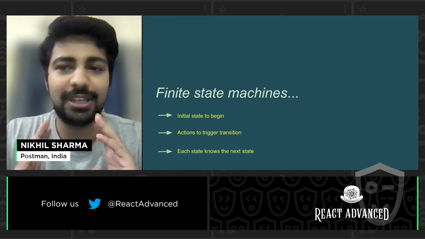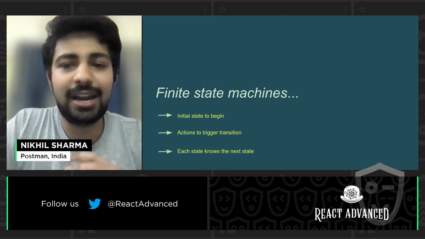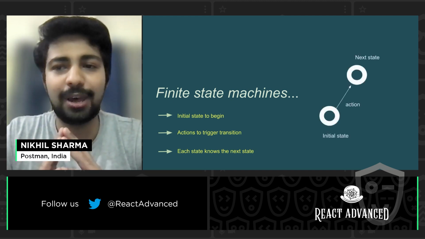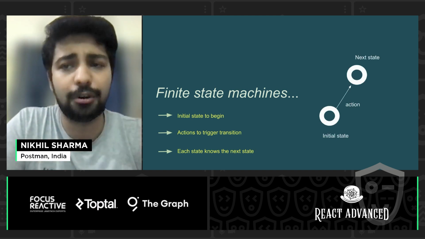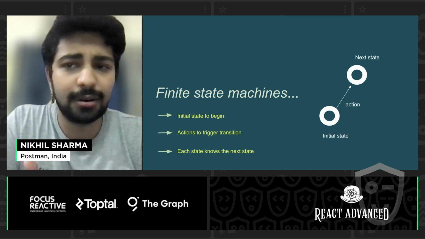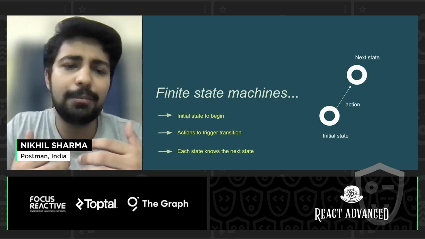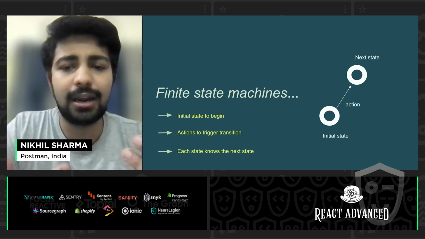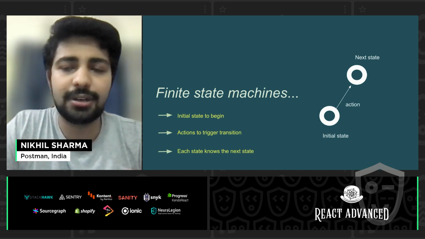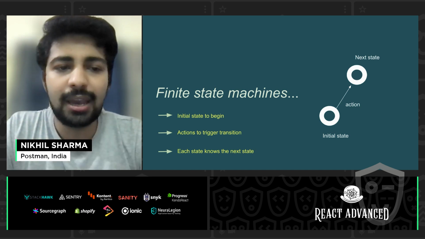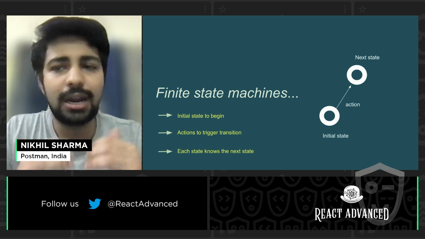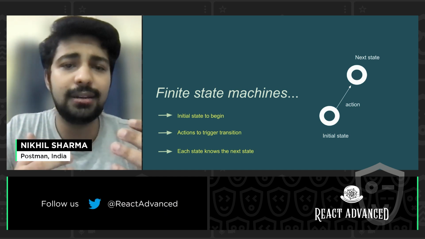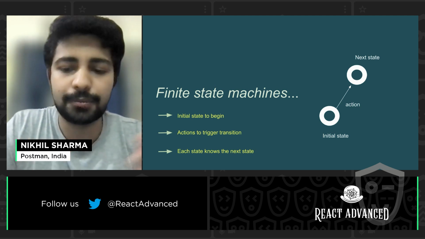So if I had to put this in a simpler way, what finite state machines have to offer is that you have an initial state, or initial condition, or initial situation of your UI. And then you might perform some action with that state. If that state receives an action, it goes on to a next state. At every point in time, each state knows, based on an action, what the next state that your UI or your code is going to go through.